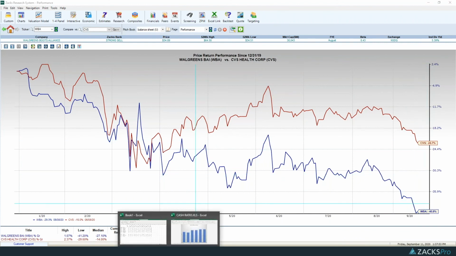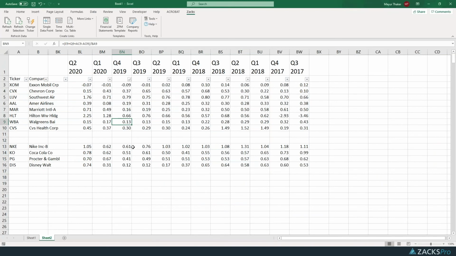And why is that? Well, one of the reasons, and one of the major reasons I would say, is that CVS has had a much better liquidity position versus Walgreens. Not to say that Walgreens is in any kind of serious trouble, but their liquidity was much worse versus CVS heading into the crisis. And even right now, as of Q2 2020, you can see that CVS's liquidity is at 45% versus 15% for Walgreens.